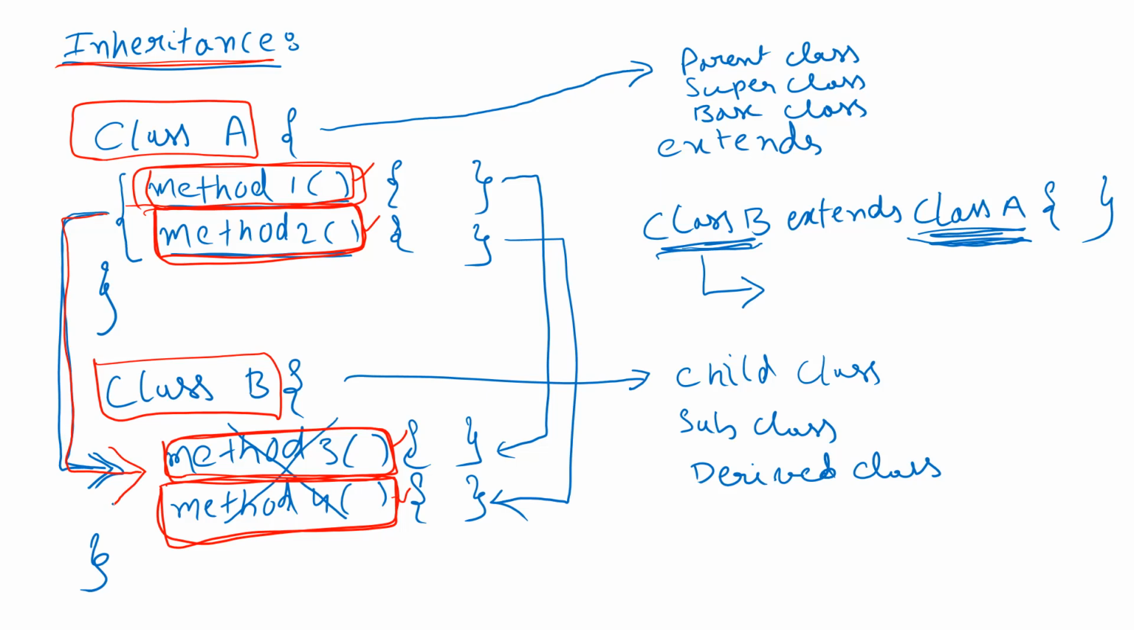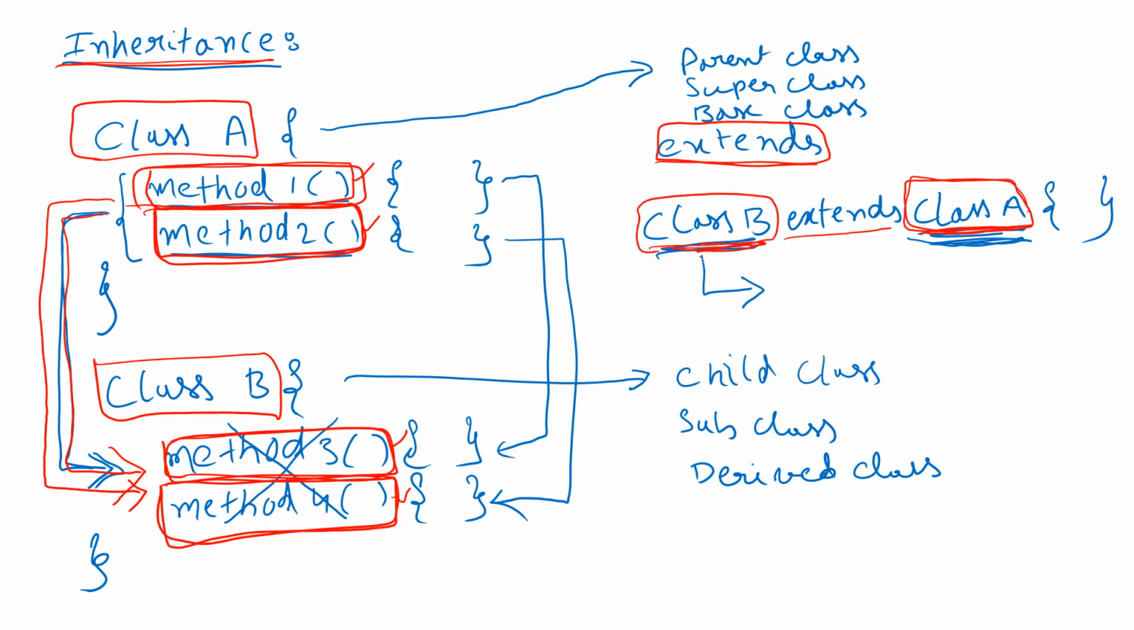So inheritance is a process by which one class acquires the properties and functionalities of another class. That means here we get the properties and functionalities, that means variables and methods, of class A into class B. So that is called inheritance. In order to achieve inheritance, we use a keyword called extends. We write it like class B extends class A, so that class B now gets all the features and functionalities of class A.